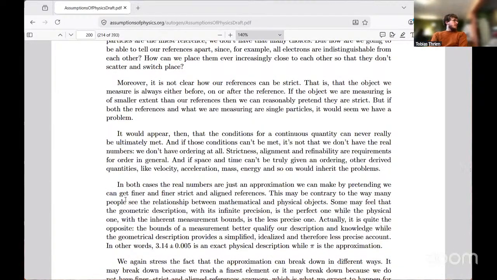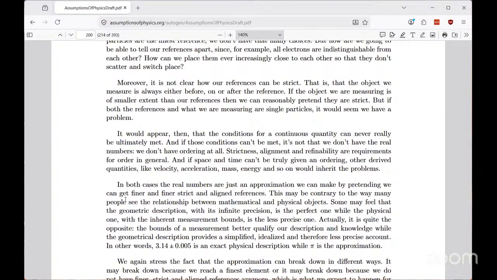Moreover, it is not clear how our references can be strict. That is, that the object we measure is always either before, on, or after the reference. If the object we are measuring is of smaller extent than our references, then we can reasonably pretend they are strict. But if both the references and what we are measuring are single particles, it will seem that we have a problem. It would appear then that the conditions for a continuous quantity can never really be ultimately met.